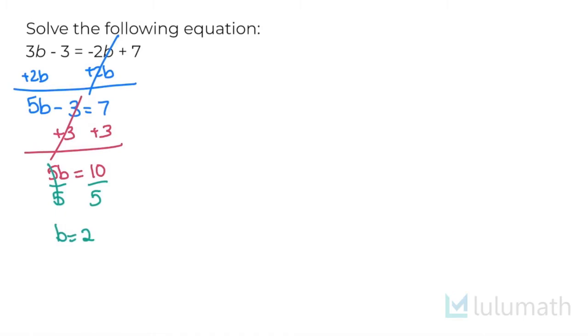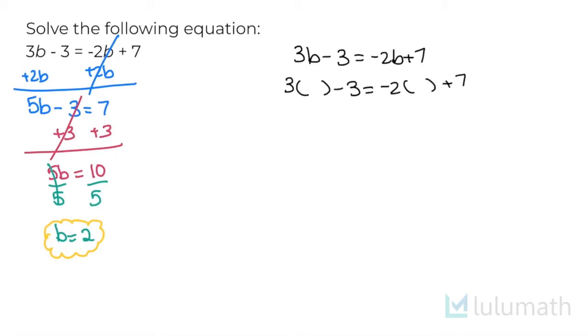Now, when I do a check here, and I replace the b value with this 2 every time I see a b, I will have 3 times 2 minus 3 equals negative 2 times 2 plus 7. So now when I evaluate this here, 3 times 2 is 6, and negative 2 times 2 is negative 4. And 6 minus 3 is 3, and negative 4 plus 7 is 3. So it checks, it works. We know that when I take 2 and I plug it in, this solution will work.